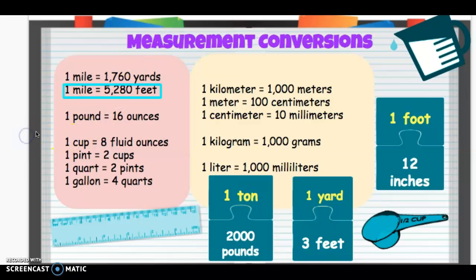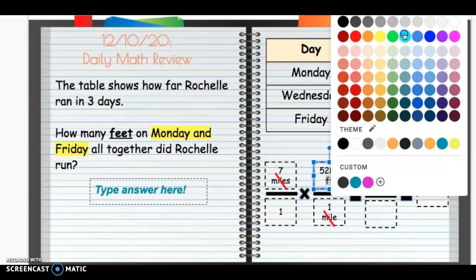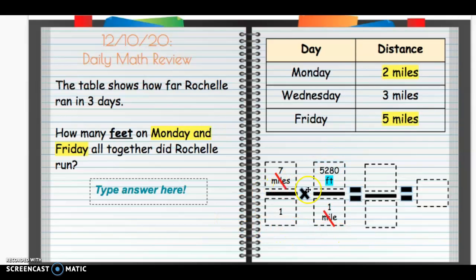So if 1 mile equals 5,280 feet, I have to put 5,280 feet over 1 mile. So my miles cancel out, and you'll have your line there. So miles cancels out, miles cancels out. So since they're canceled out, I only have feet left over. Feet is what's left over. So now I have to multiply 7 times 5,280.